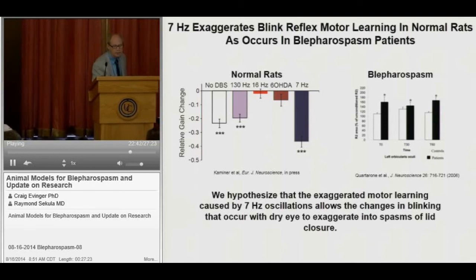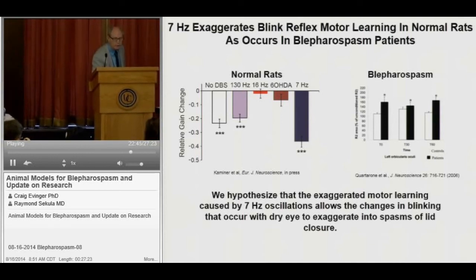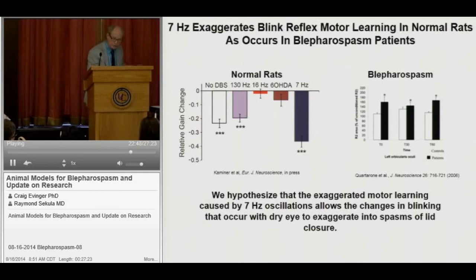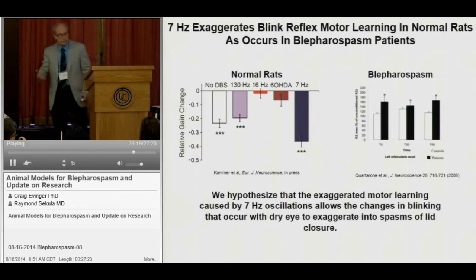Okay? You get an increase. You get more depression of blinking than you do normally, and these are normal rats. And when you compare that with blepharospasm patients, here are normal subjects in that same paradigm, except this time it is to increase the amplitude of the blink. At 0, 30, and 60 minutes, you can see that control subjects are around 120 percent overall change. They're 20% larger. Look at the blepharospasm patients. They're up 160, 140, 170. They've really got an exaggerated form of learning.